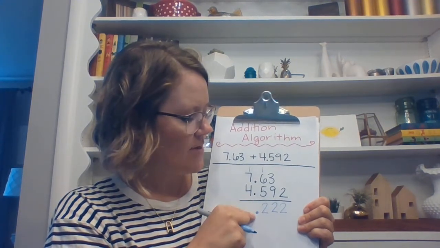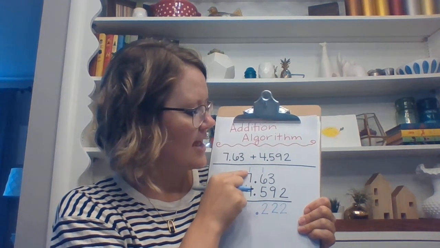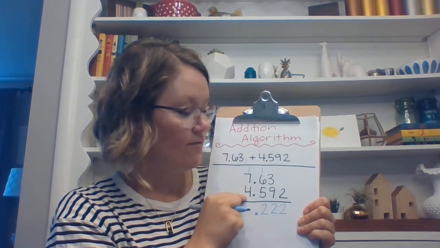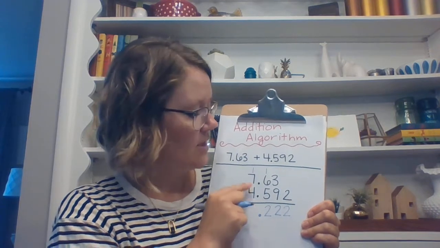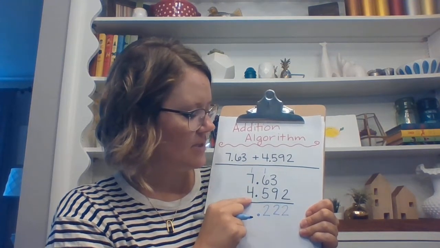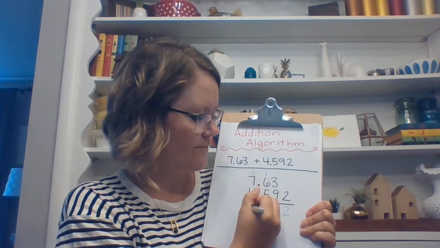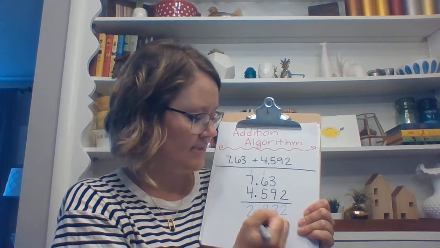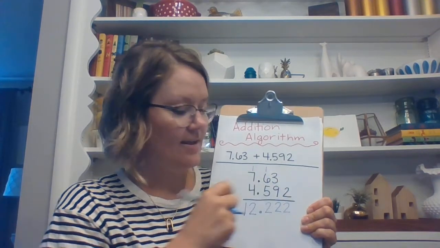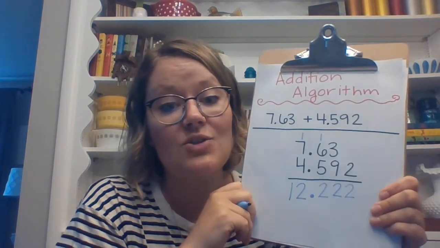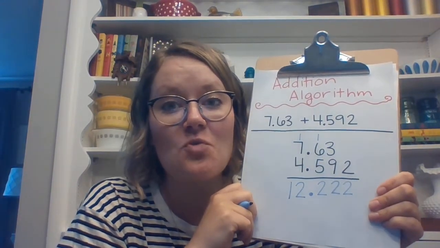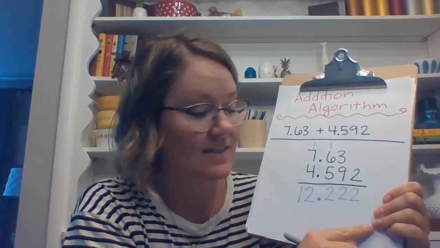So now I've got my decimal point there, and I add up 1, 7, and 4 in the ones place, which is going to be 8 plus 4 is 12. So that's 2 ones and a 10 in 12. So it's 12 and 222 thousandths.